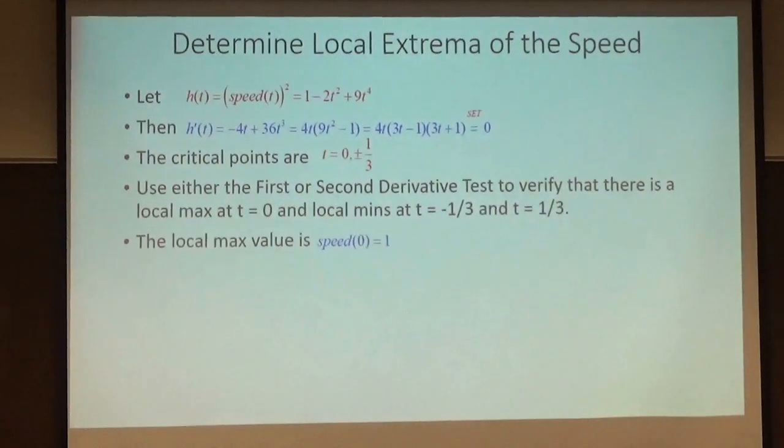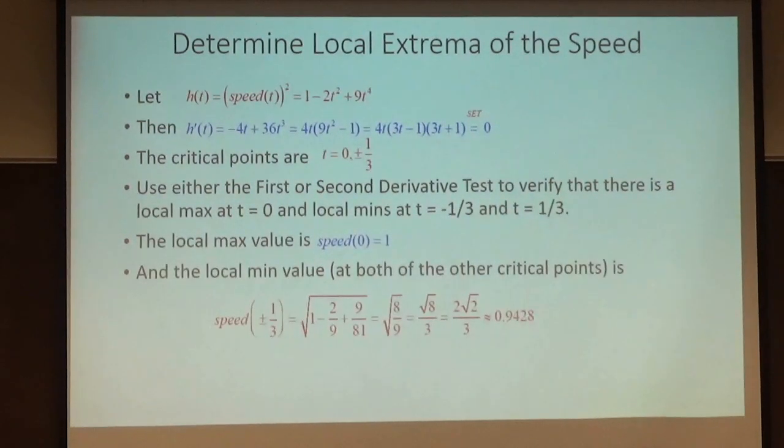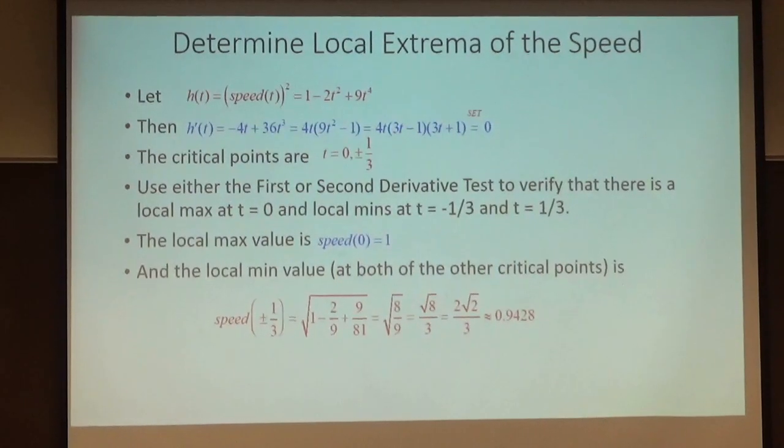The local max value turns out to be 1. The local min value at both of those critical points is the same thing, 2 square root of 2 over 3, which is about 2.94.